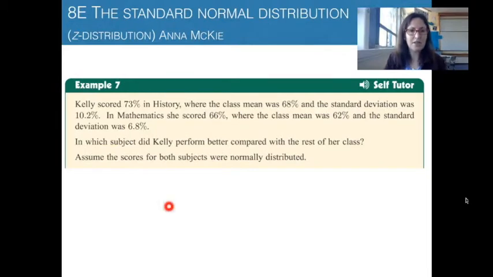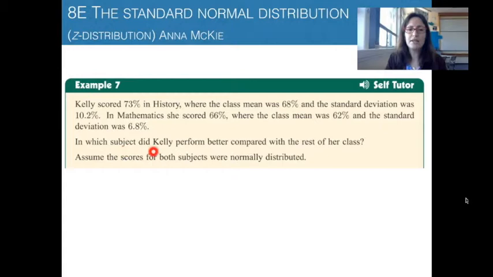So Kelly scored 73% in history and the class mean was 68% with a standard deviation of 10.2%. In maths, she scored 66%. So instantly you might be thinking, well, Kelly scored less, so she's probably stronger in history than maths, and in comparison to the class mean for maths is 62 in comparison to 68. So again, a lower mean, and the standard deviation was 6.8. So less spread out than the history class.